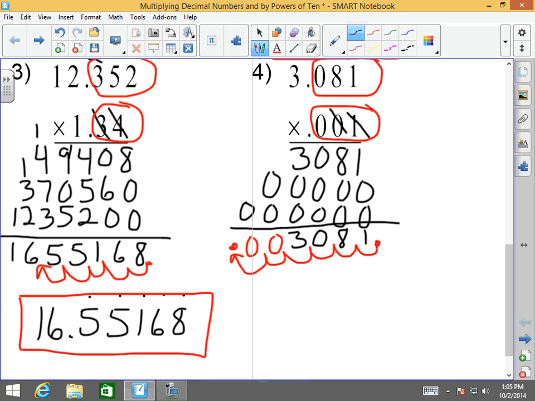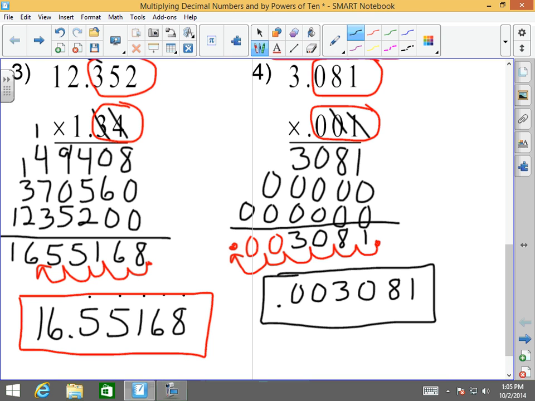So let's rewrite it nice and neatly. I've got my tens place, hundreds, thousands, 10,000s, 100,000s, millions. So this is 3,081 millions. Does that make sense, gentlemen? Okay, thank you. May I continue, gentlemen?